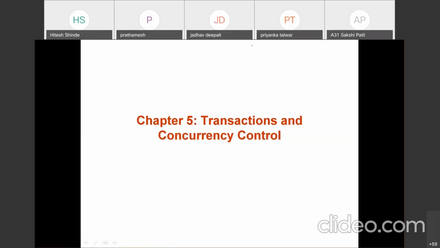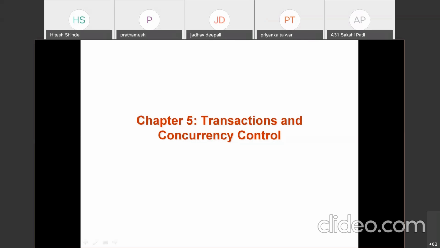We are going to start with unit number 5, that is transaction and concurrency control. Again, see unit number 5. Here we need to refer to two units from the book: unit number 14, transaction, and unit number 15, concurrency control. So unit numbers 14 and 15 from the Korth and Sudarshan book, you need to refer to for this unit number 5, transaction and concurrency control.